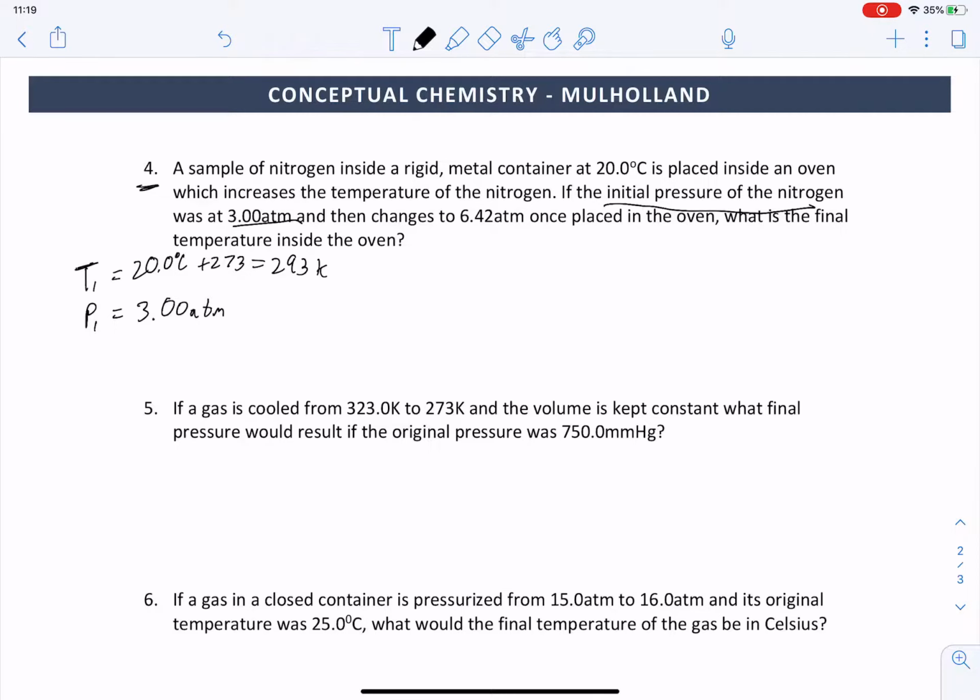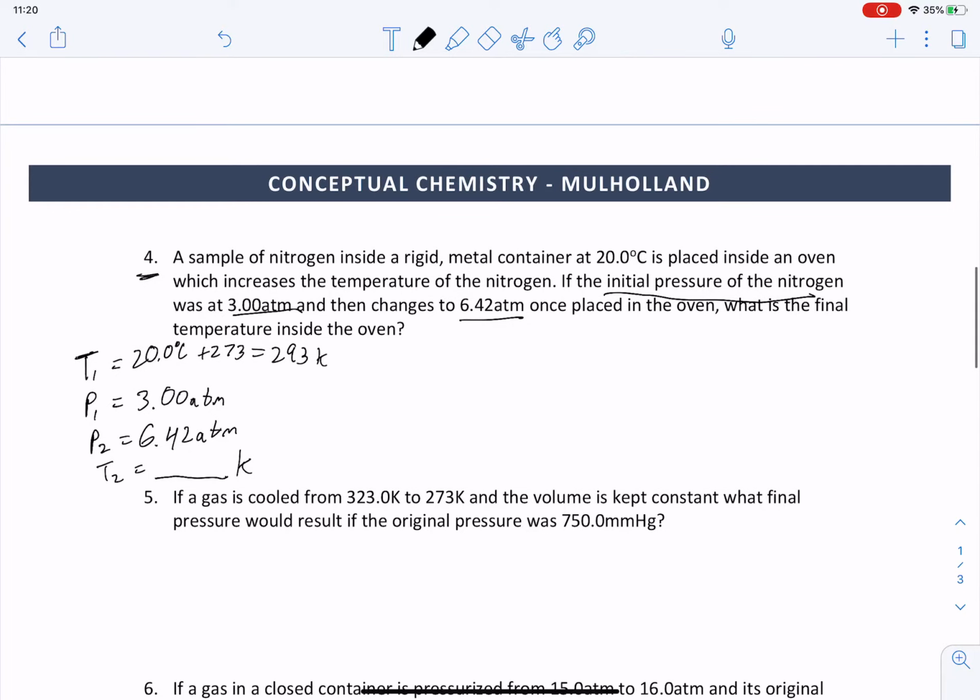And then it changes to 6.42. So our pressure just went from 3 to 6.42. That's our P2, 6.42 atm, once placed in the oven. What is the final temperature inside the oven? So we are trying to find temperature again. This time we have pressure.